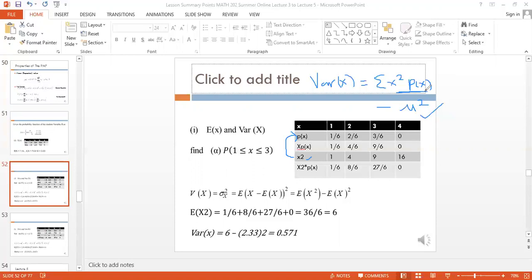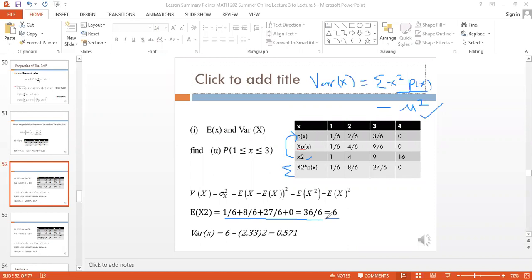Because you are required to find the product of x squared times P of X. So that will give us 1 times 1 over 6 will be 1 over 6. Then 4 times 2 over 6 will be 8 over 6. 9 times 3 over 6 will be 27 over 6. And then 16 times 0 will be what? Will be 0. Okay, so that gives us x squared times P of X. Then next we have to sum it up, right? So in summing, this is the summation here. That gives us 36 over 6, which equals 6.